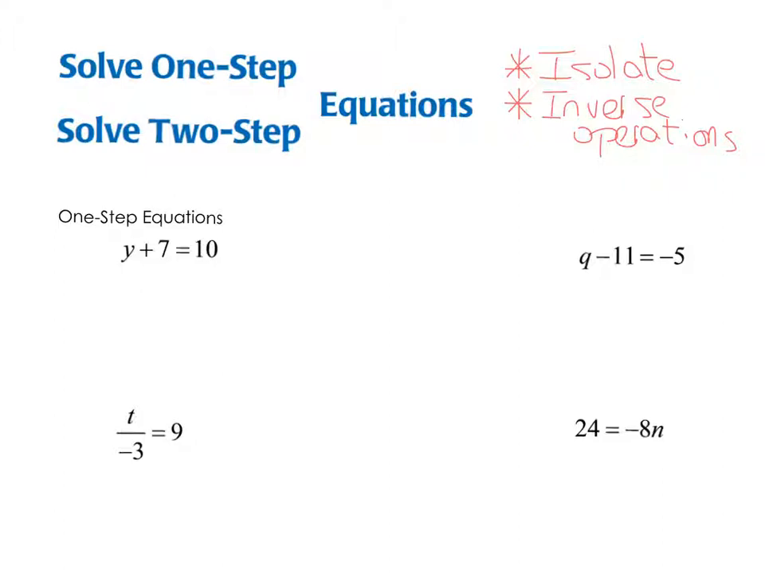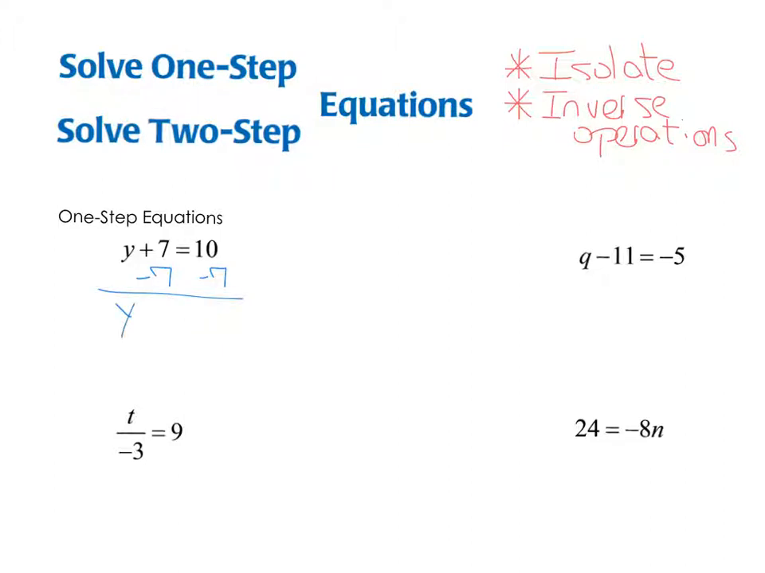So we're going to start with a very basic one-step equation, y plus 7 equals 10. Here's my variable. I'm trying to isolate it. I'm adding 7 to y, so the inverse of addition is subtraction. I'm going to subtract 7 from the left side of the equation and from the right side of the equation. Whatever you do to one side, you have to do to the other.